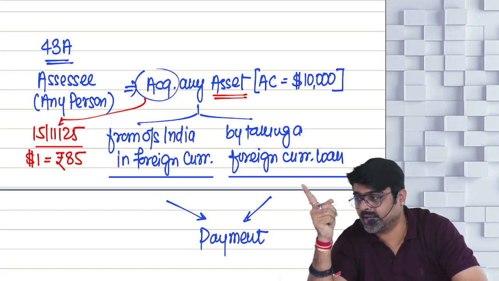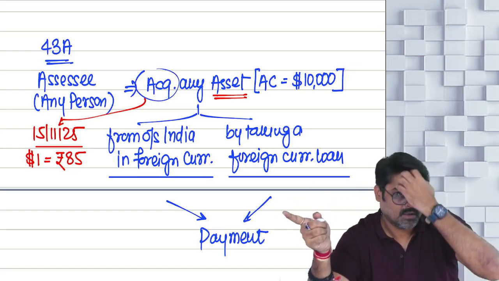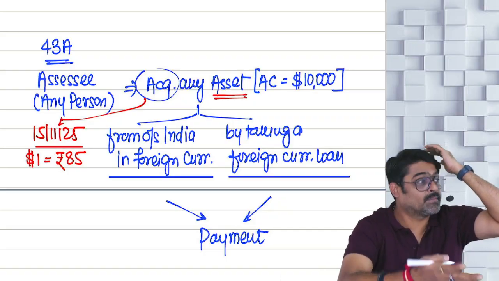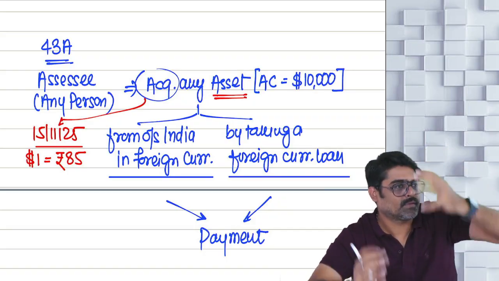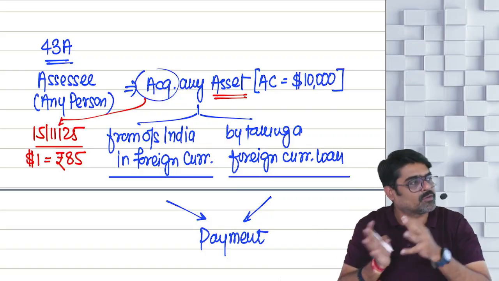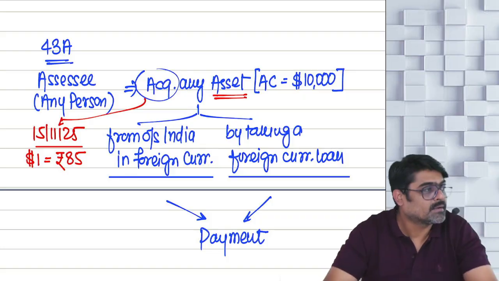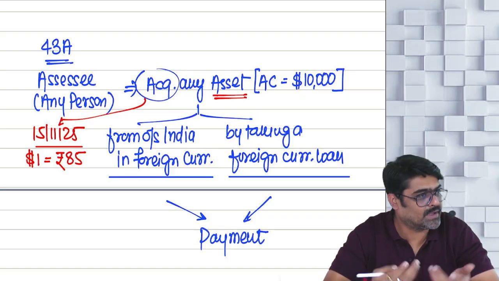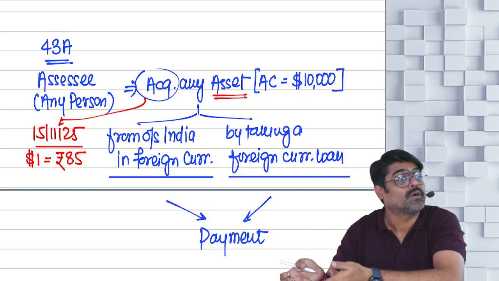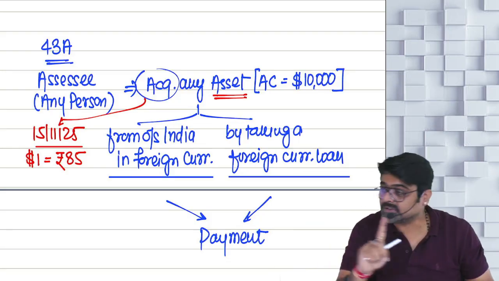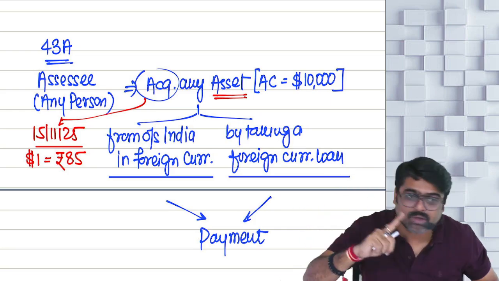So as on that day, as on 15th November, you will first record the asset and the liability in your books because you are buying. Now in your books, will you record it in foreign currency or INR? Definitely, you are in India, you are going to record this asset and the liability in your books in INR. So first you will have to convert this $10,000 into INR.